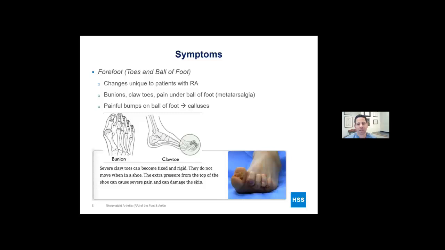This creates claw toes and makes it very difficult to wear shoes. In severe situations, ulcers can form from the abnormal pressure. In this picture, you can see that people with RA can experience a combination of common foot problems, such as bunions and claw toes, which is what this picture shows you here.